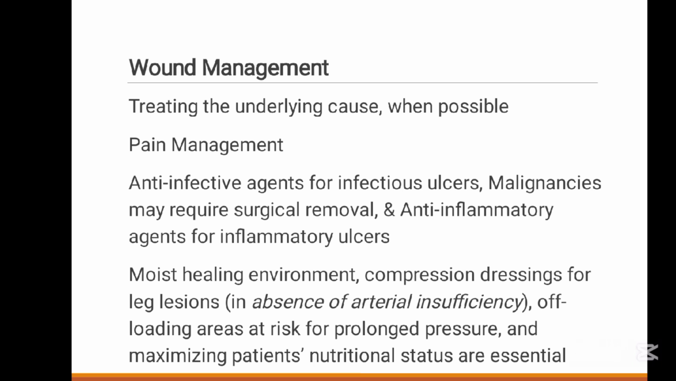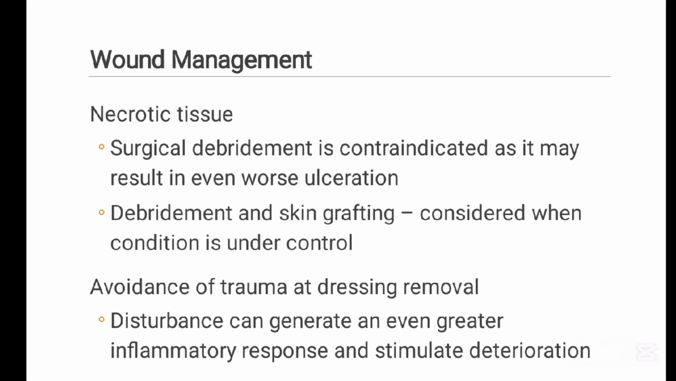Malignancies may require surgical removal and anti-inflammatory agents for inflammatory ulcers. Number three is a moist healing environment: compression dressing for leg ulcers in the absence of arterial insufficiency, offloading areas at risk for prolonged pressure, and maximizing the patient's nutritional status are essential. Then the next point is necrotic tissue. Surgical debridement is contraindicated as it may result in even worse ulceration. Debridement and skin grafting are considered when the condition is under control.